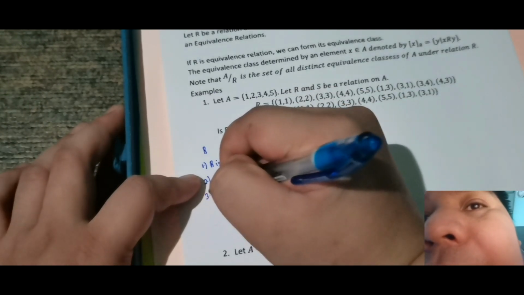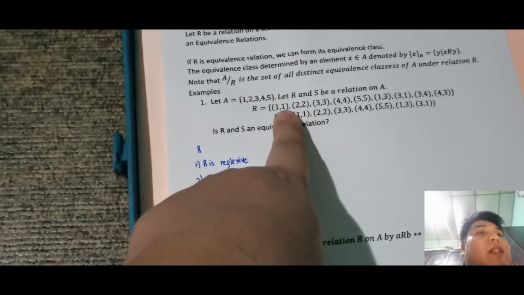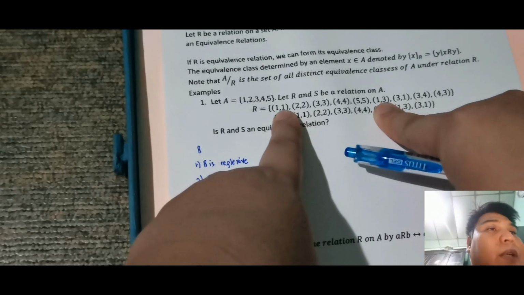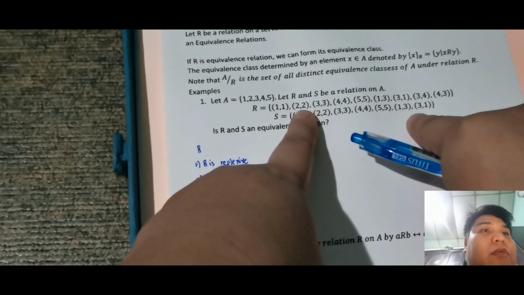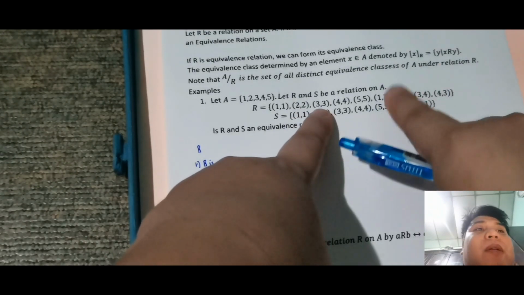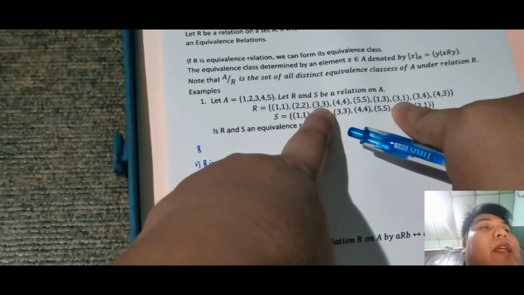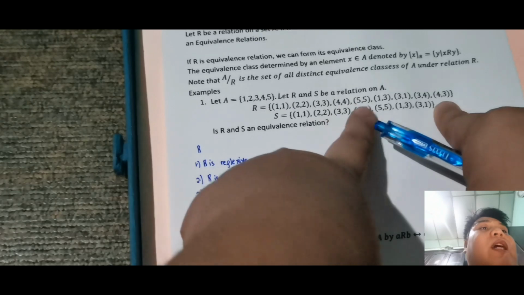So for number 3, is R transitive? Check natin. 1, 1, hanap ka ng mga 1, something. 1, 1, 1, 3, 1, 3. Okay, andyan. So wala na. 2, 2, 2, something, wala na. 3, 3, 3, something, and 3, 3, 3, 1, 3, 1. Andyan. 3, 3, 3, 4, 3, 4. Nandyan. Okay pa. Next, 4, 4. 4, 4, 4, 3, 4, 3. Nandyan po, sir.